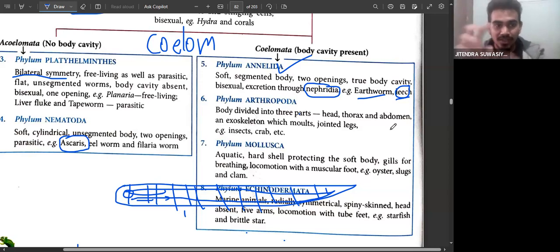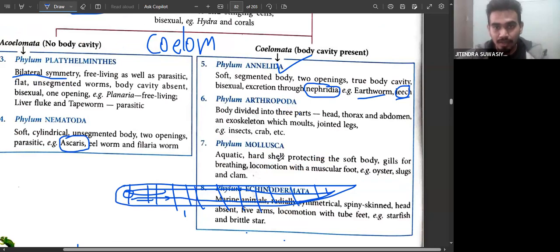They have some chemicals which they release on the body, like an anesthesia. When the leech attaches to the skin, they release some anesthetic chemicals, and you won't feel that someone is sucking your blood. After the chemical activity is exhausted, you get to know that someone is sucking my blood. After then it will pain. So leech is generally found in that.